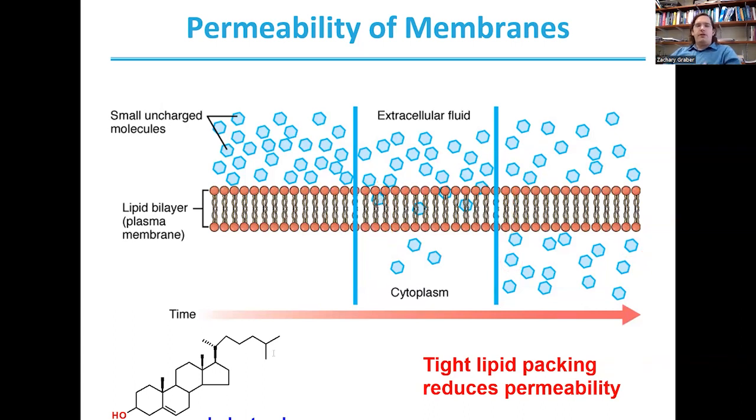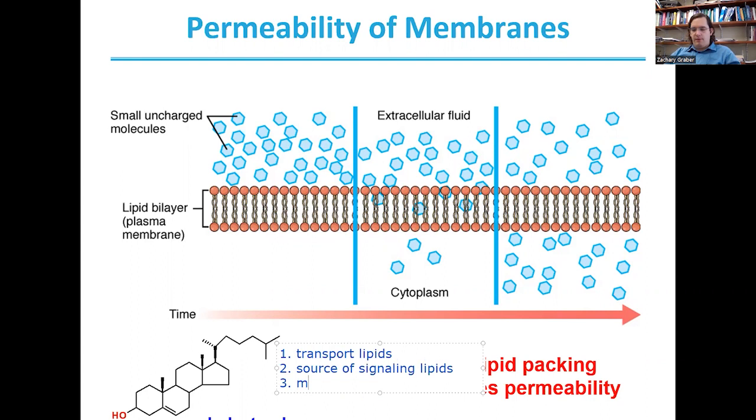So as we see, there are 3 different key roles of cholesterol within our body. It helps to transport lipids around our body as part of those lipoprotein particles. It acts as a source for a variety of different signaling hormones. And it acts as a key component of our membrane structure.